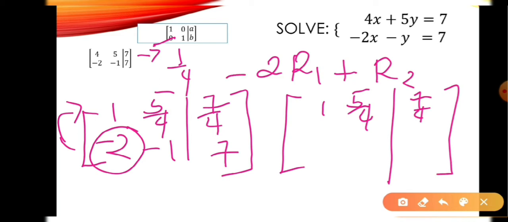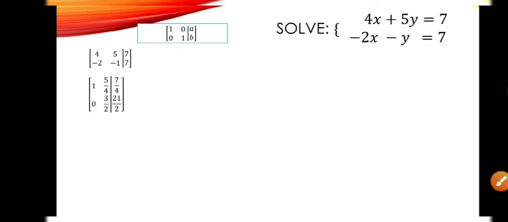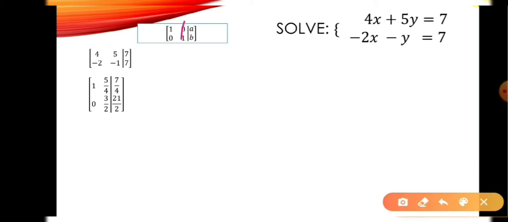Let's proceed to this one. 2 times row 1: 2 plus negative 2 is 0. 2 times 5 over 4 plus negative 1 will become 3 halves. And on the last one, it should be 21 over 2. Next, we have to make your second column 1. That is your next target.